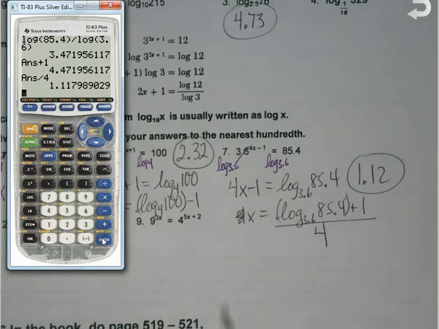So once you get that x alone, do things in pieces with your log, and it will make life much, much easier than if you didn't.